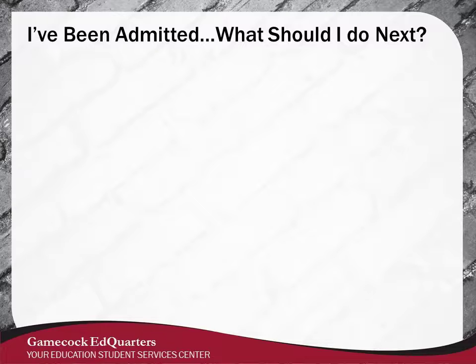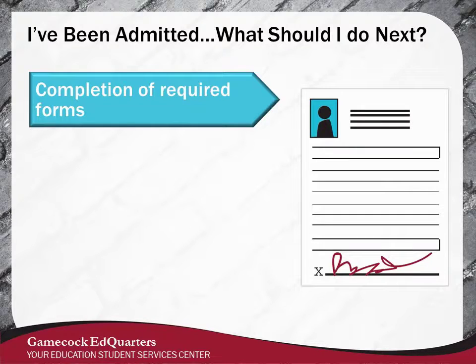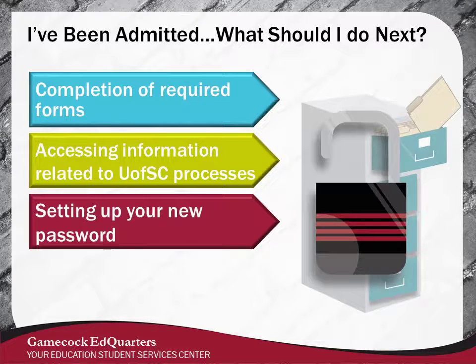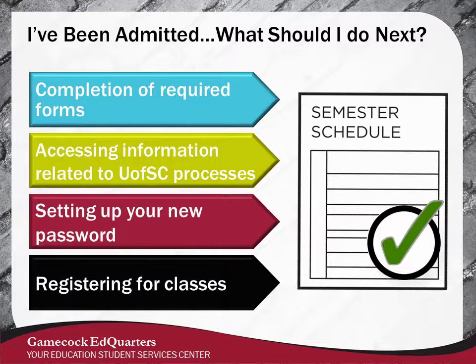I've been admitted to the graduate school. What should I do next? Completion of required forms, accessing information related to U of SC processes, setting up your password, and registering for classes are important next steps. We'll start with some required forms.